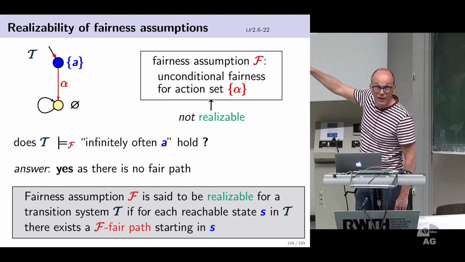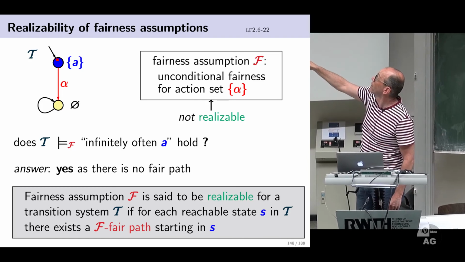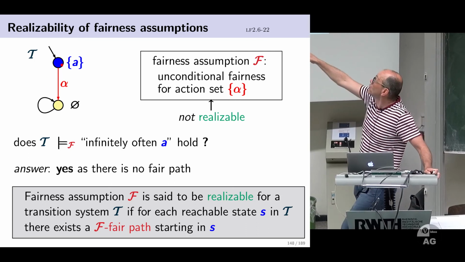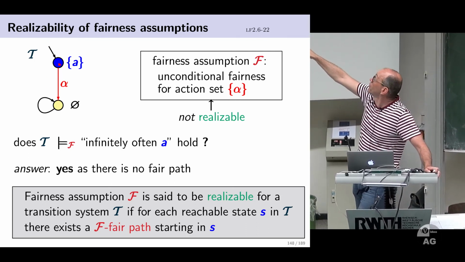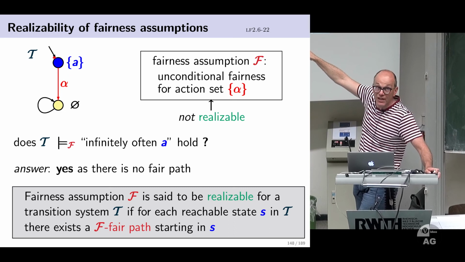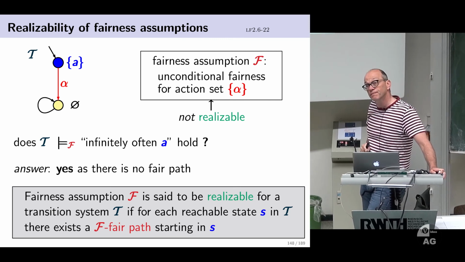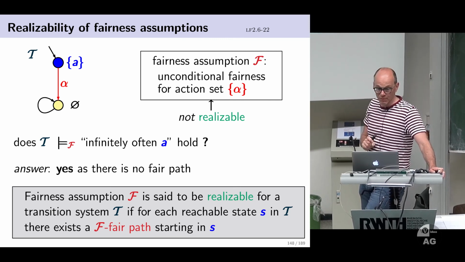This is not realizable. Why not? There is an initial path, namely the empty path, that brings you to the initial state, and from this state on there does not exist any fair path with respect to this fairness assumption. Okay? So this is not realizable.